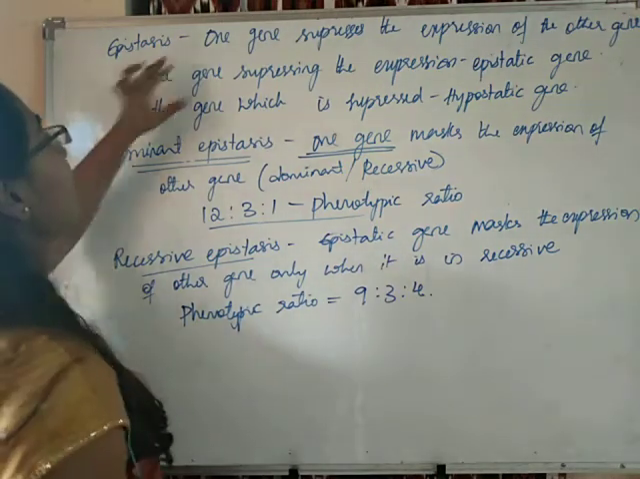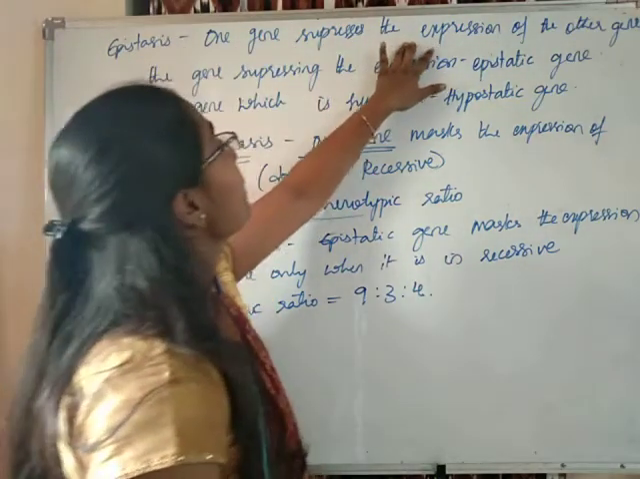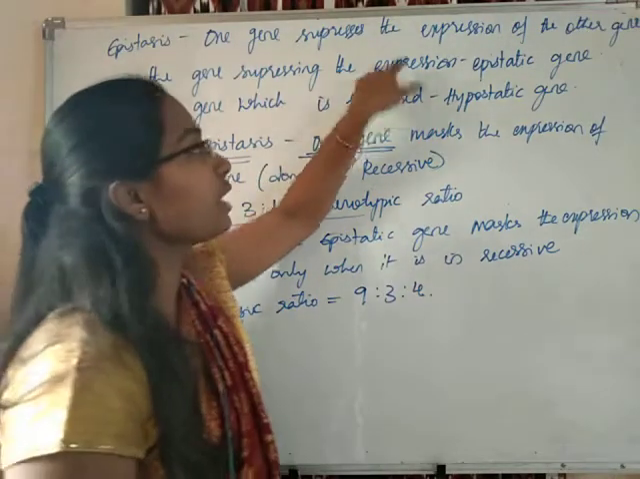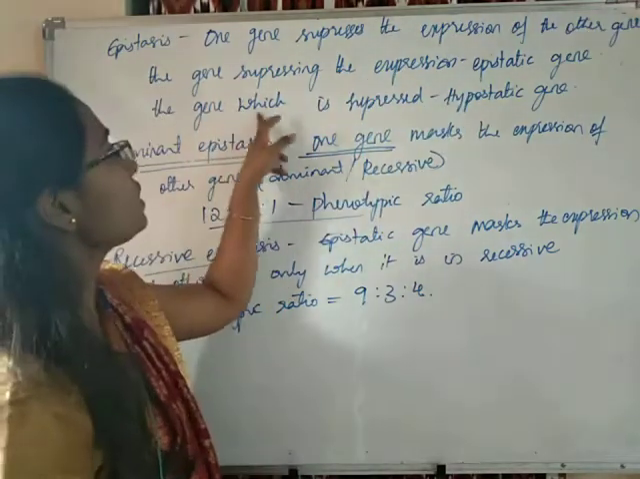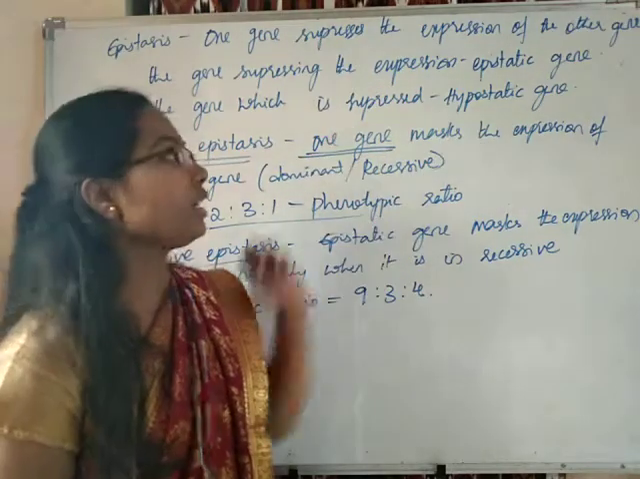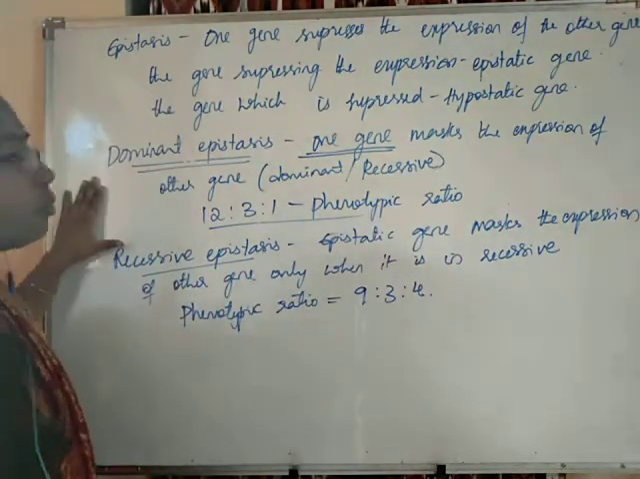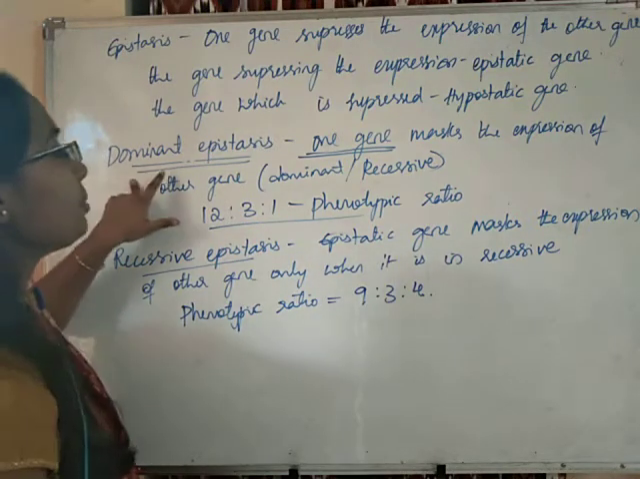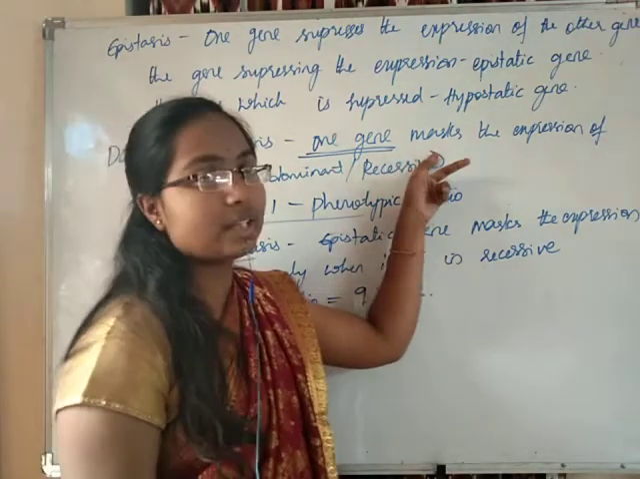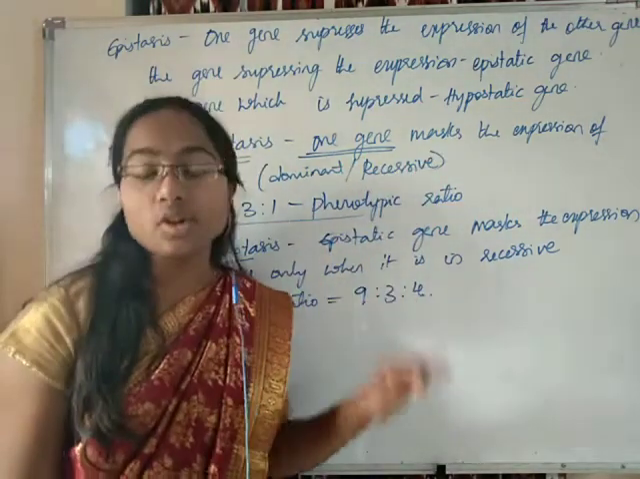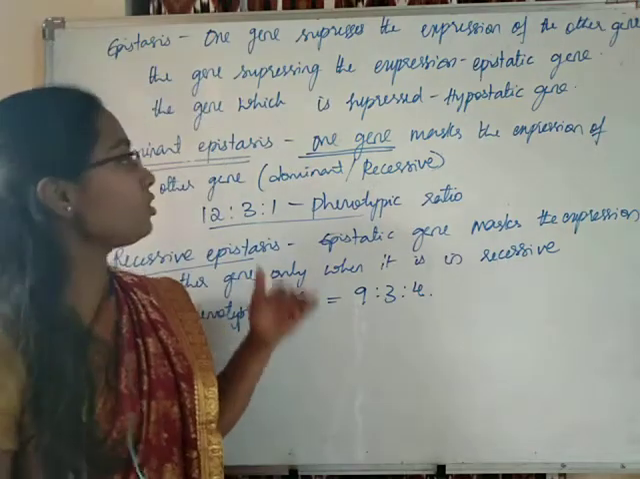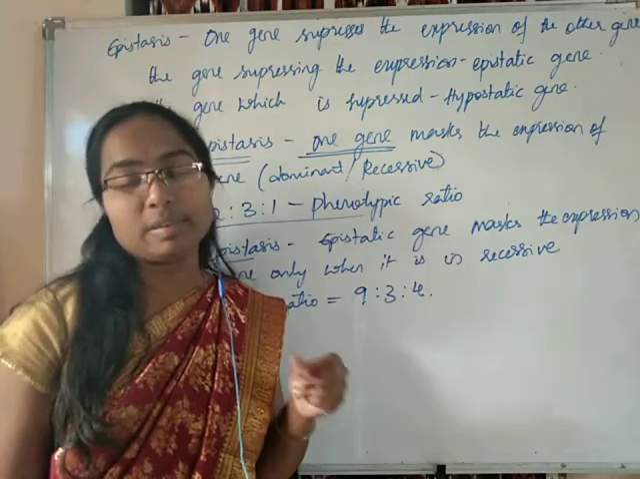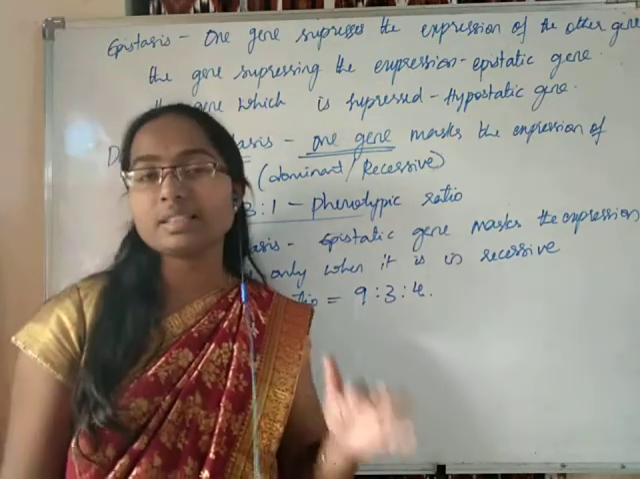Epistasis is where one gene will suppress the expression of the other gene. The gene which is suppressing the expression is called the epistatic gene. The gene which is suppressed is called the hypostatic gene. Epistasis is of two main types, dominant epistasis and recessive epistasis. Dominant epistasis, here one gene will mask the expression of the other gene when it is in a dominant condition, which may be either dominant or recessive.